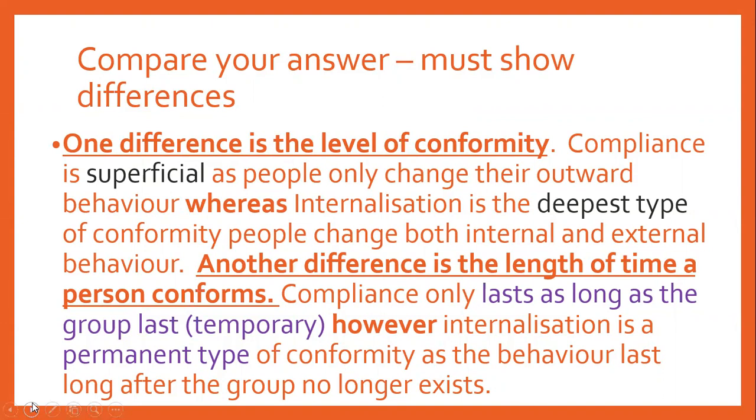Let's look at the second difference, because remember, it's asking for differences. Another difference is the length of time a person conforms. 1 mark. We've identified the difference. Now we've got to explain this difference. Compliance only lasts as long as the group lasts, so it's temporary. However, internalization is a permanent type of conformity, as the behavior lasts long after the group no longer exists. Again, we've used the words like however, whereas. So our 4 marks. Pause the video and let's do a little bit of marking.